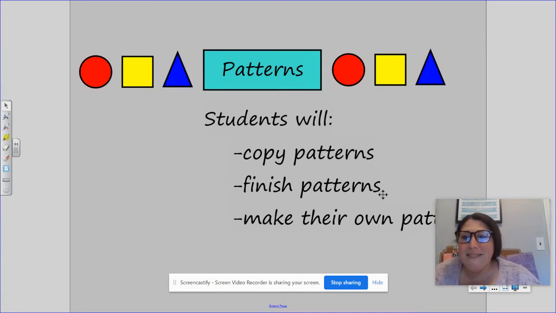Hey, marvelous mathematicians, it's Miss Dodd here, and today we're going to be talking about patterns. You may know some things about patterns, but today we're going to be talking about patterns, what you call them, and different shapes. So let's get started.